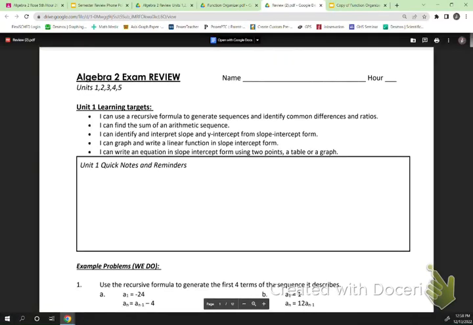Right? Sequences. And there are two types of sequences. What's one type? Arithmetic. And it adds, subtracts. What unit is this? 1. And we call it a common difference, or we use lowercase d. Common difference.